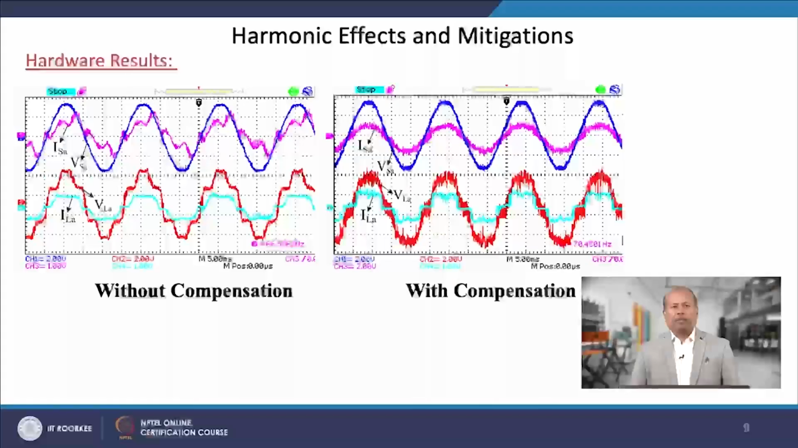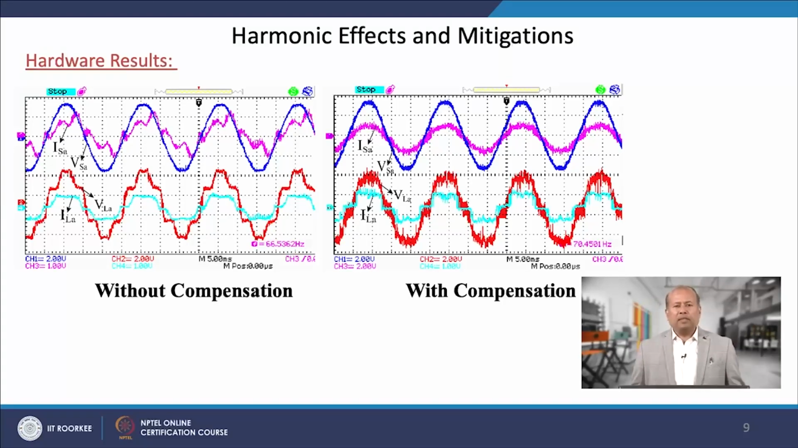From here onwards, it is quite interesting to discuss the hardware results. In the hardware results, the voltage and current parameters are captured for A phase only, and these are the scaled down sensor outputs.